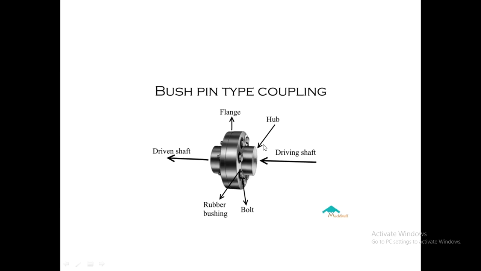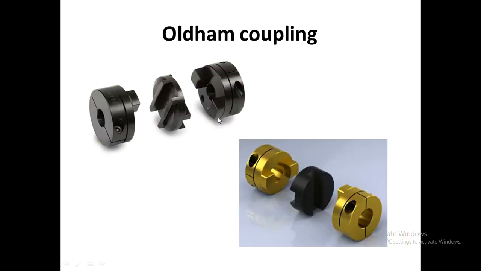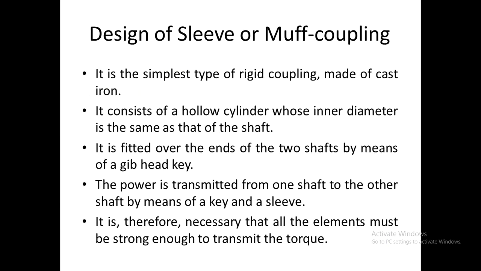A bushed pin type of coupling is a coupling where you have bolts, and also a rubber bush provided surrounding the bolts for flexibility. A universal coupling is used when you need to transmit power at 90 degrees or at different angles. So in a universal coupling there is a lot of flexibility involved. An Oldham coupling is also used for transmitting power at different angles when there is a misalignment or a lateral misalignment between two shafts.